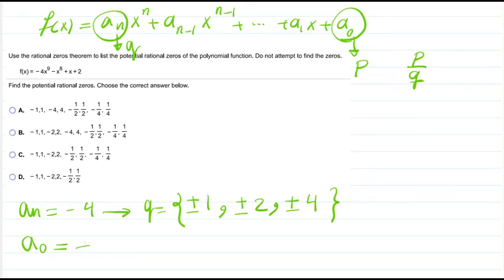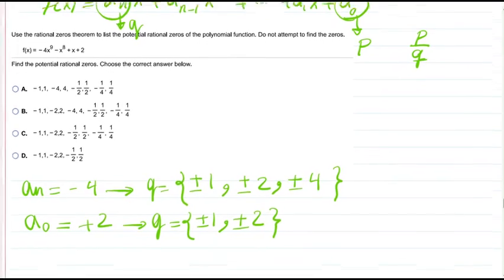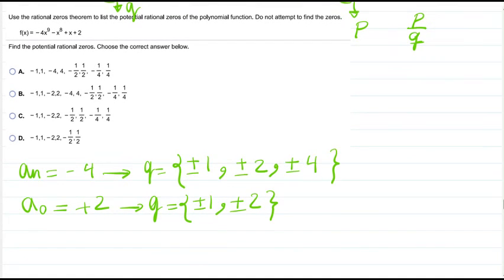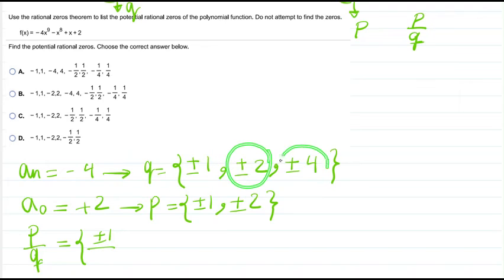A0, or the constant, is positive 2. What are the factors for positive 2? It's positive negative 1, positive negative 2. Then what is the list of potential rational zeros when we divide p by q? So we divide positive and negative 1 by each member of q, by positive and negative 1, positive and negative 2, positive and negative 4.